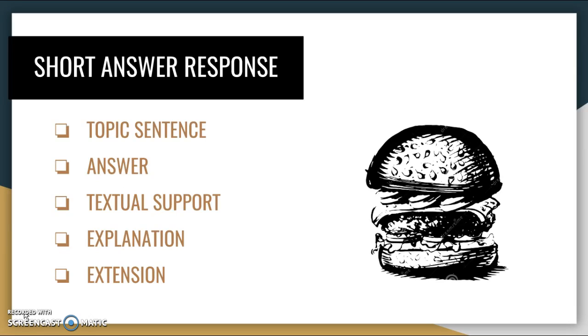Remember that you need 5 different components. Think of a hamburger: topic sentence, answer, textual support, explanation, extension. Even if you have the first 4 of these things, that's way better than having none or having 1 or 2. Too many people skip straight to the answer, they forget about the topic sentence, and they don't give textual support to back up what they're saying. You have to give an explanation. You never want to end the paragraph with a quote.